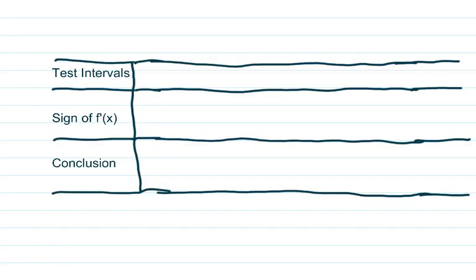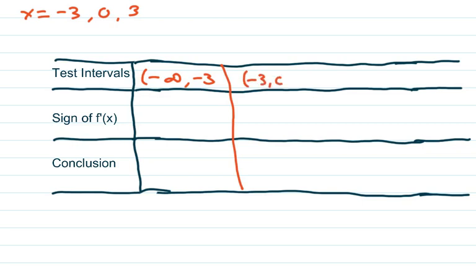Alright, so my test intervals, let's write it down. I'm going to write them in order. We have negative 3, 0, and 3. So we're going to go from negative infinity to negative 3, and then negative 3 to 0. I'm trying to go too fast. And then 0 to 3, and then we have 3 to infinity.